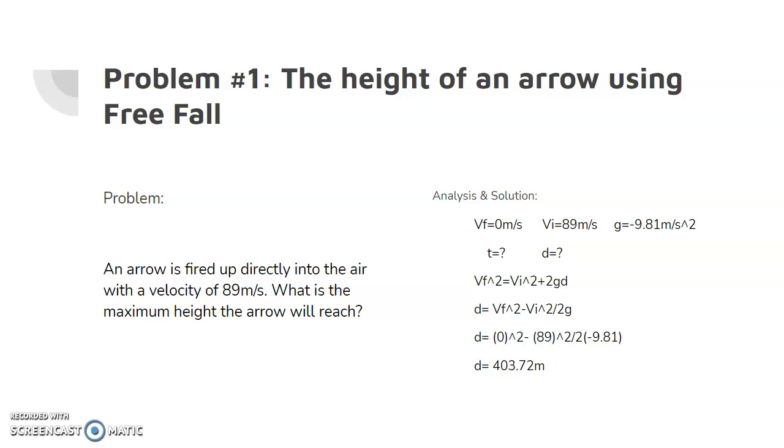So we can use the equation final velocity squared equals initial velocity squared plus 2 times gravity times the distance, or the maximum height. We can rework that equation to turn it into d equals the final velocity squared minus the initial velocity squared, divided by 2 times the force of gravity. When we plug in the numbers, 0 squared minus 89 squared divided by 2 times negative 9.81, we'll get a maximum height that the arrow will reach, which is 403.72 meters.